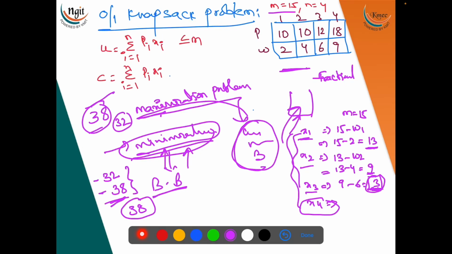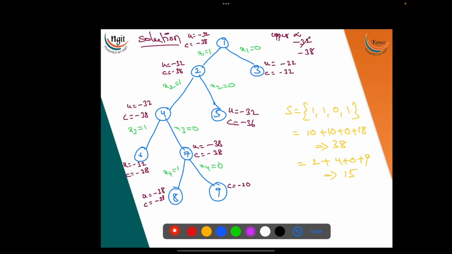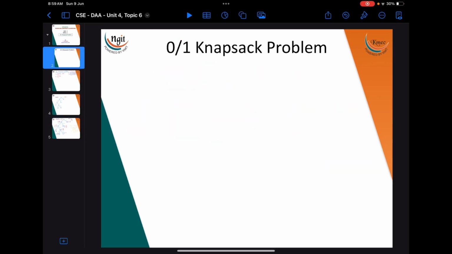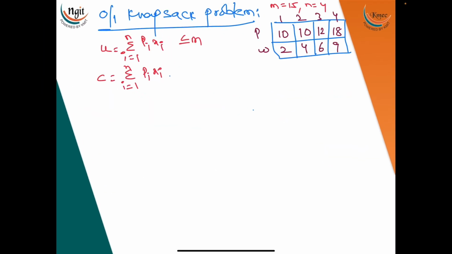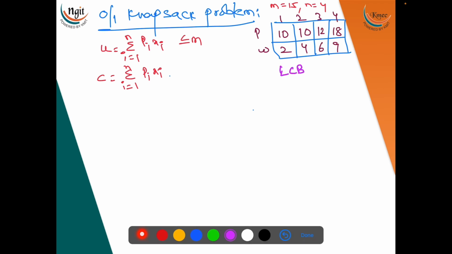Minimization problem. Now, let us see how to solve this problem using branch and bound. I'm going to generate a state space tree, and here I'll be using LCBB. What do you mean by LCBB? Least cost branch and bound method.